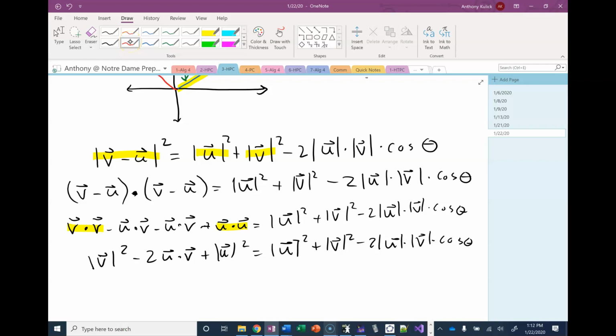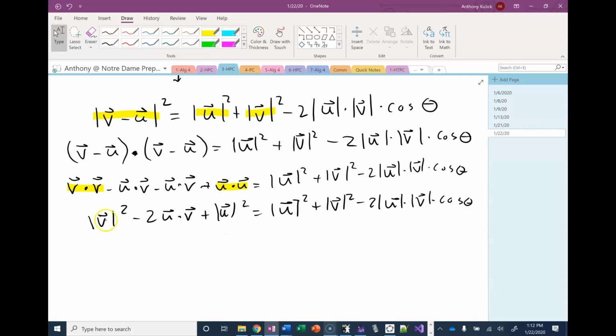And now good things are starting to happen. If I subtract the magnitude of v squared from both sides, those cancel out. The goal is we're trying to figure out that angle theta, the angle between the two vectors. If I subtract the magnitude of u squared from both sides, those cancel out.